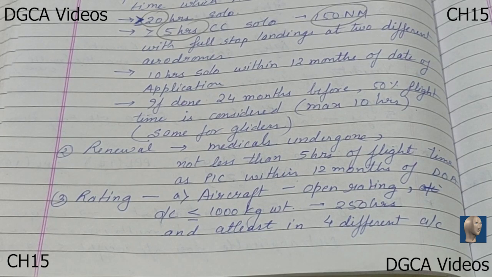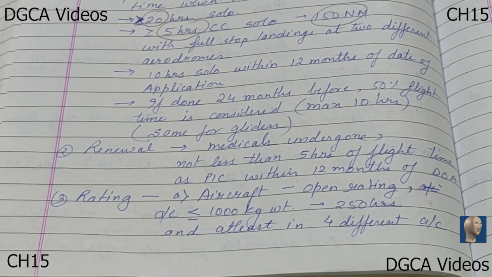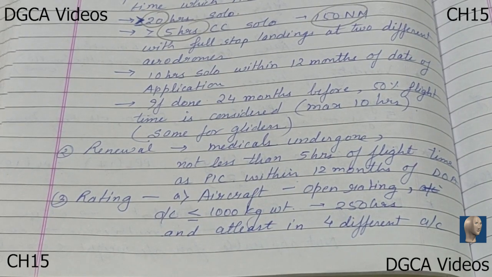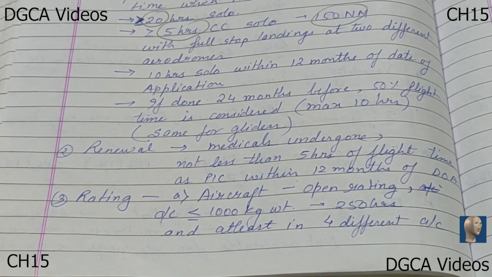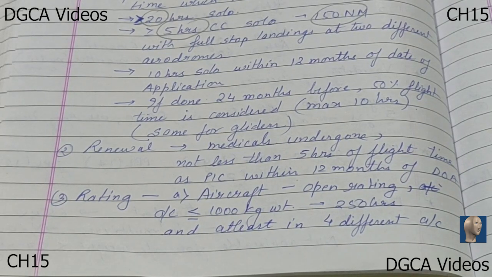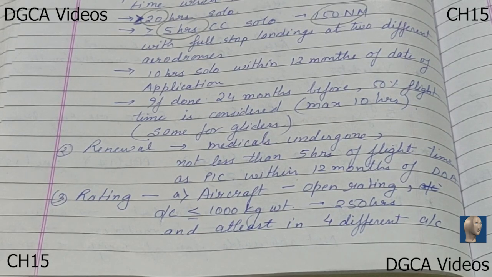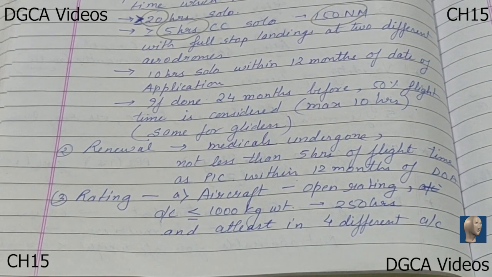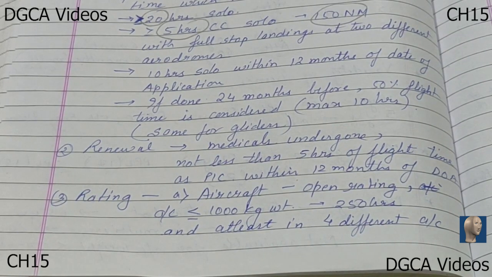So, some things that you have to note down is that in this case, there is a weight limit for the aircraft, for which also you can get an aircraft rating, and for that the criteria is 250 hours of flying and at least 4 different aircraft.